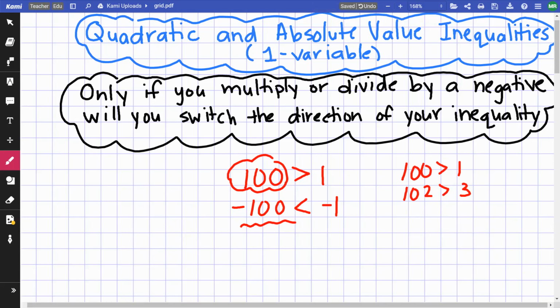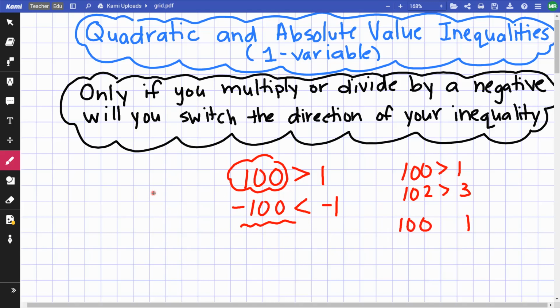Just because I add to one side, if I'm adding to both sides, the one side's still bigger, the same as it was in the original problem. I can subtract and it's still going to be bigger. The only time it's going to change is if I multiply or divide by a negative. So sometimes I'll have people go, I'm dividing, so I have to change it.